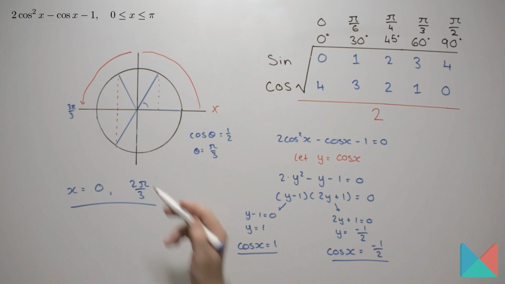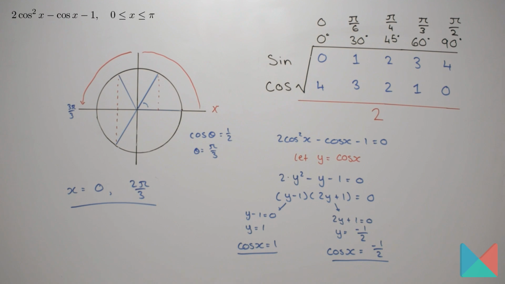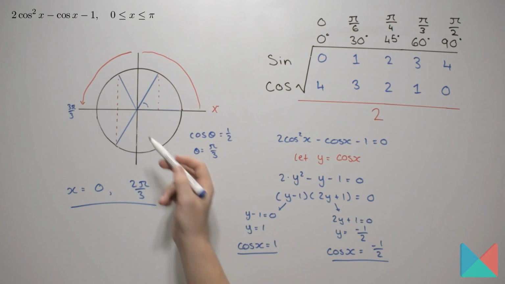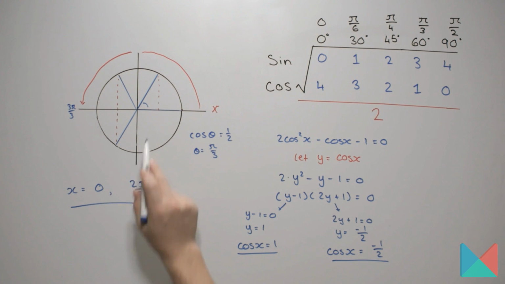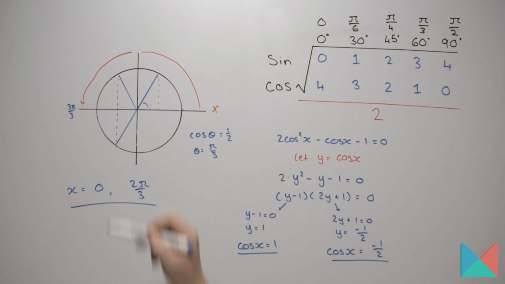Now consider our angle in the third quadrant and notice that it does not fit into our domain between 0 and pi radians as it is not inside this red arc here. And so our angle in the third quadrant will not be a solution for x. And this means that our only solutions for x are going to be 0 radians, which is from this angle here, and 2 pi on 3 radians, which is from our angle in the second quadrant. And that concludes this example, and let's move on to one final example.